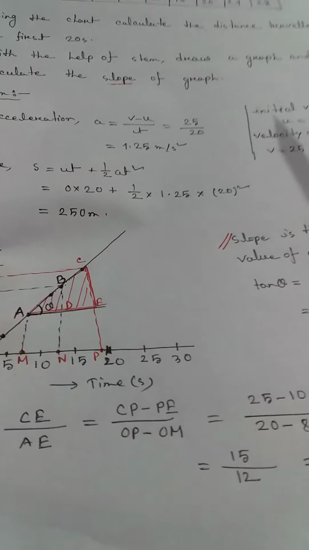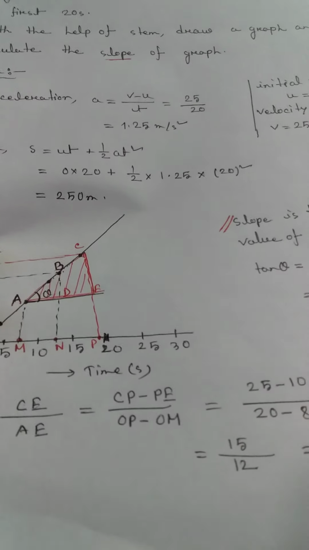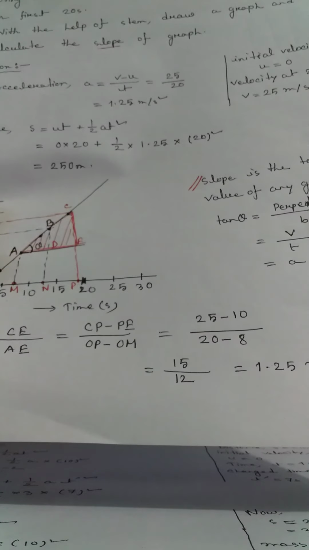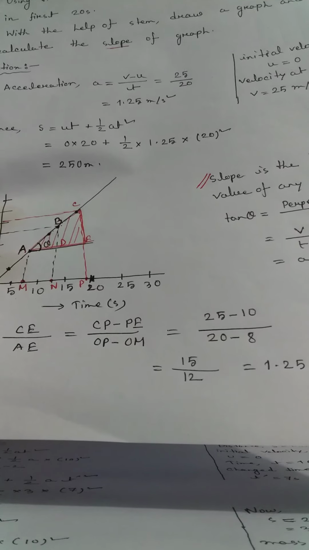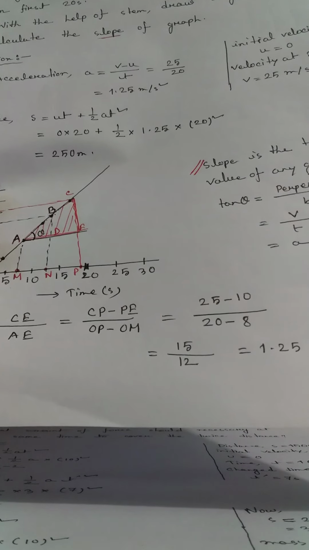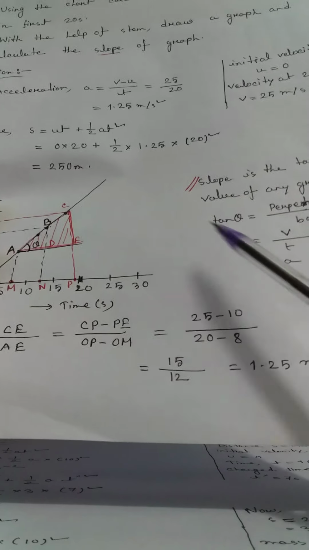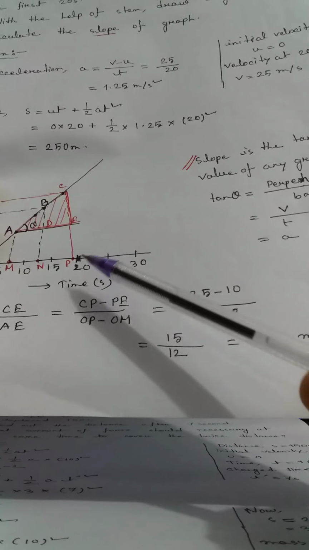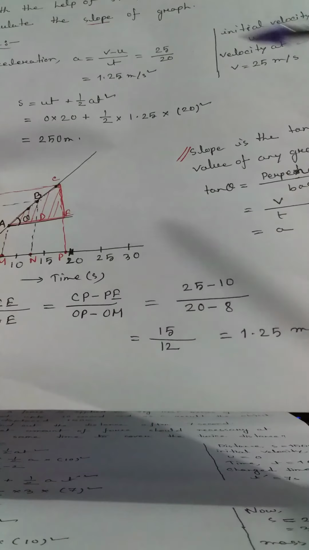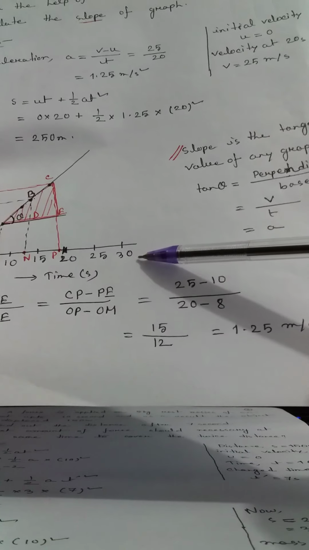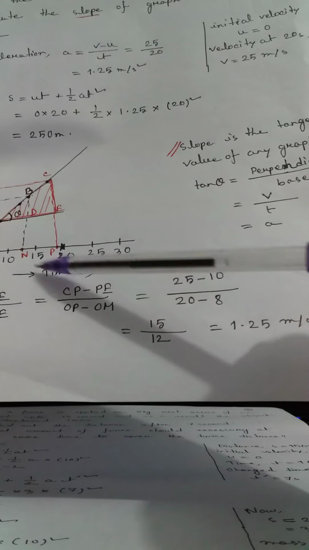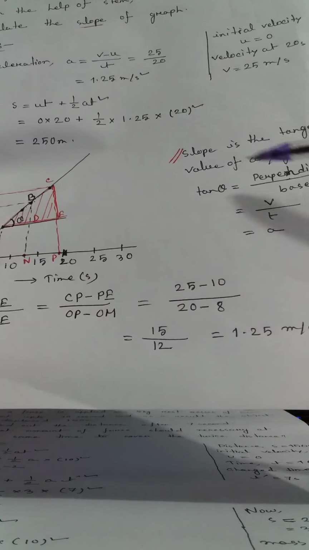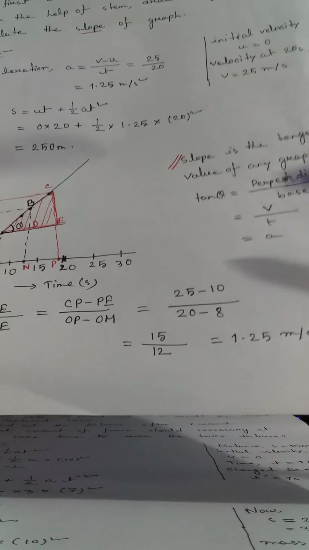So now we want to determine the slope of this graph. What is the slope of a graph? As we know, slope is the tangent value of any graph, whether it is a straight line or a curved line. Slope is the tangent of that graph. What is the tangent value? That means tan theta equals, we all know, perpendicular divided by base. In this graph, along the perpendicular axis there is velocity, and along the base there is time. So if we measure the slope of this graph, we will get the value of acceleration.